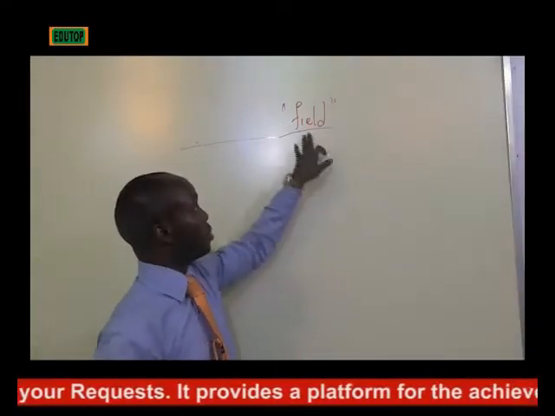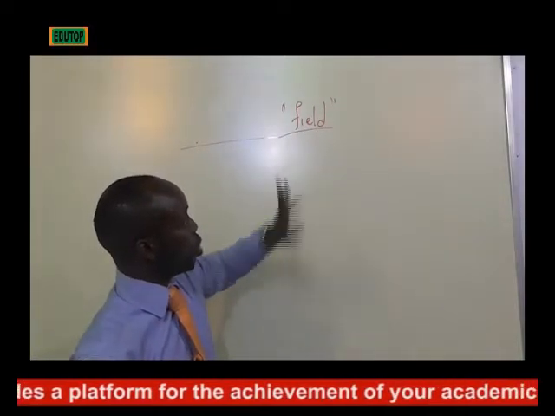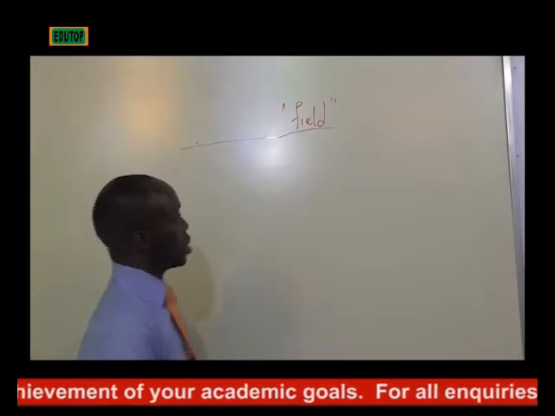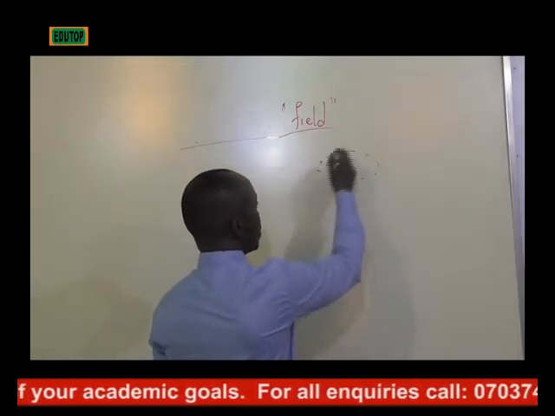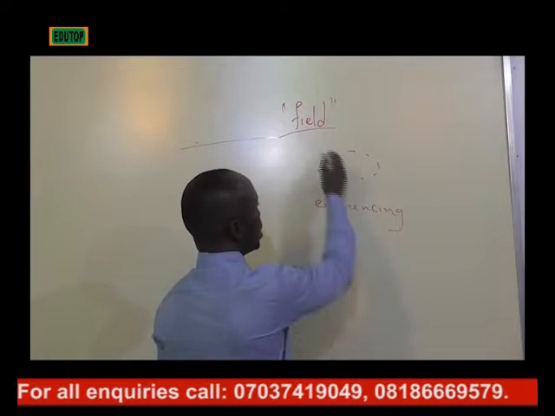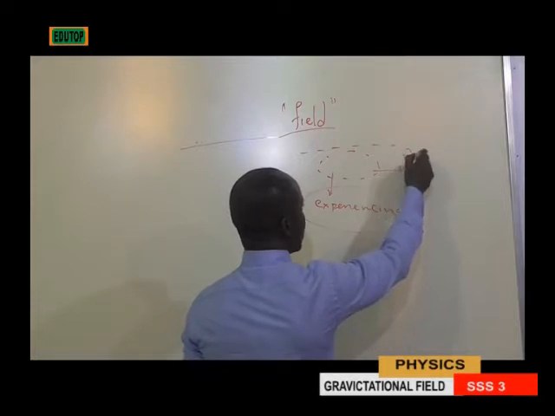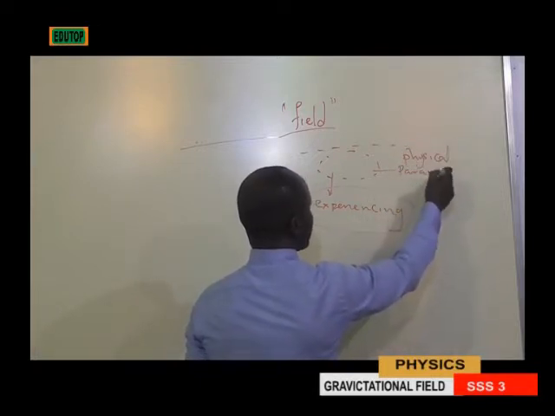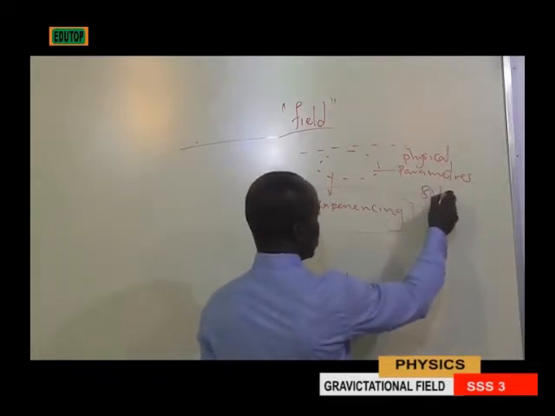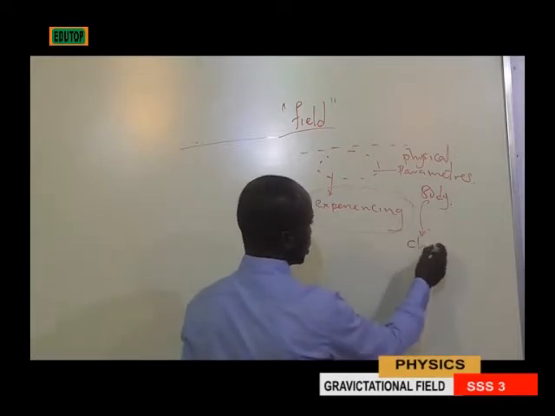Any parameter of science or any object being controlled, or let me say, a field, is definitely any region or platform where any physical parameters are experienced. When I say physical parameters, the parameters could be a body. It could also be an uncountable entity, let's say a charge.